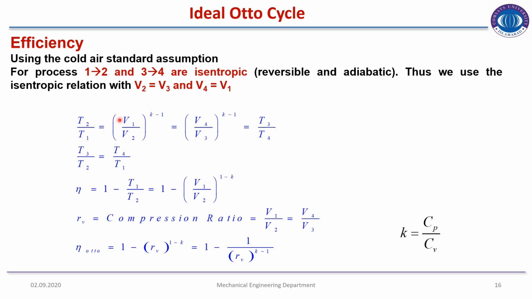So T2 over T1 is equal to V1 over V2 power K minus 1. This is a relation we already know for adiabatic processes. And for volume and temperature, V4 over V3 power K minus 1 is equal to T3 over T4. So if we want a relation between all the temperatures, we have T3 over T2 equal to T4 over T1, and the efficiency is equal to 1 minus T1 over T2.